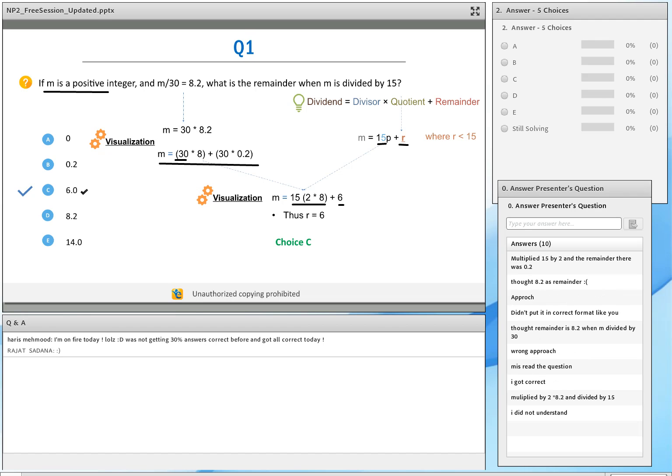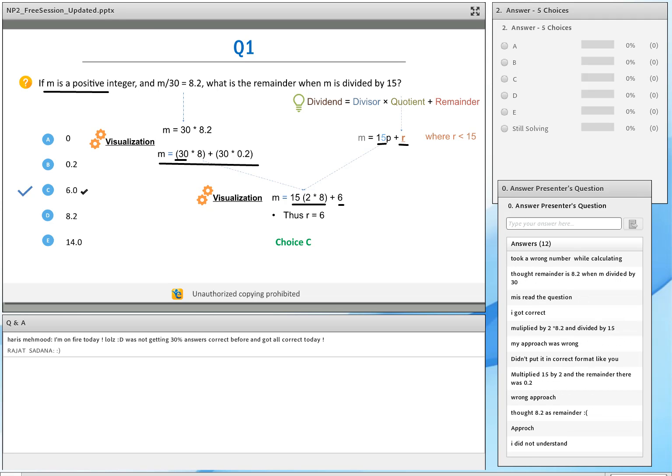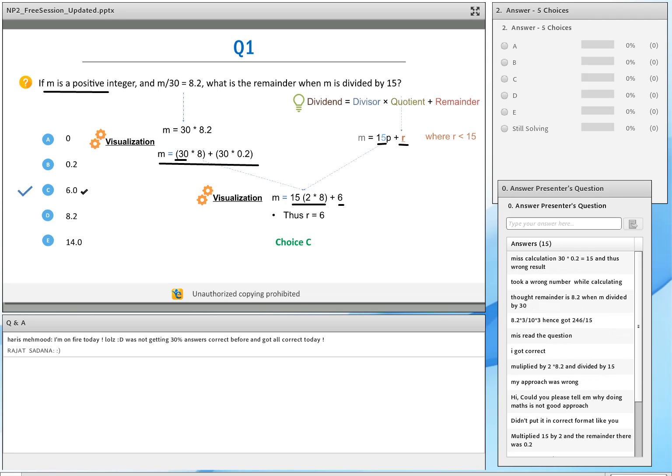Did not understand the question. If you didn't understand, go back, look at primes. You need to build that foundation because the questions are going to get slightly more difficult over there. Took a wrong number while calculating. No, do not do number substitution here, guys. If you do number substitution, you're going to be able to answer certain questions of a certain difficulty level correctly, but beyond that point, you're going to get stuck.